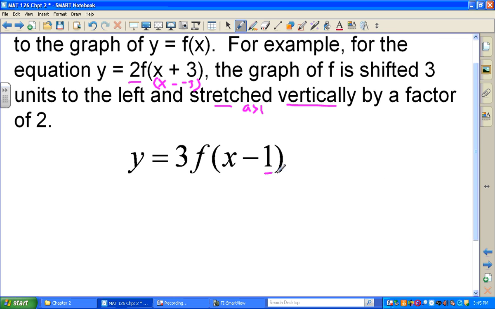Well, this one's not too difficult. 1 is positive. It's going to be shifted to the right 1 unit because you have a minus sign there. Remember, it's x minus c. So c is the number. And it's shifted 1 unit to the right. And it's stretched by a factor of 3, vertically by a factor of 3.